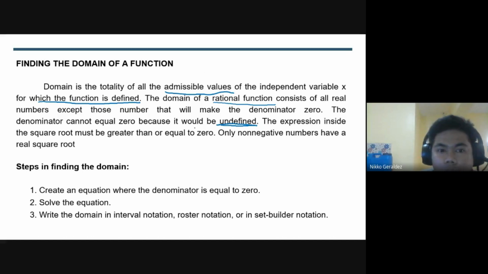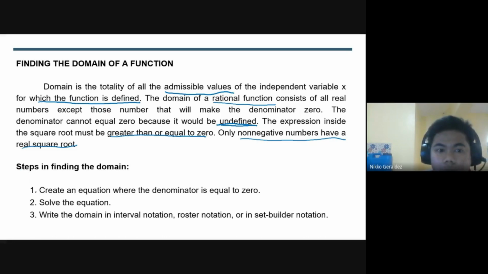Kung meron ka naman square root, the number or the expression inside the square root must be greater than or equal to 0. So only non-negative numbers have a real square root. So yun po, tandaan po natin yung dalawang yan. Then we have the steps in finding the domain.